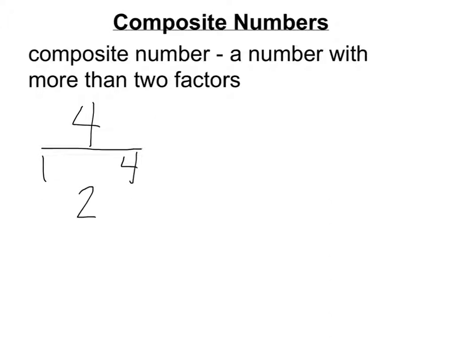Well, if we count these up, 1, 2, 3 factors. Well, that makes 4 a composite number. If we take a look back at our other examples of 24, 36, and 120, each of those obviously has more than 2 factors, so they would also be composite numbers. Now, consider, what do you think the number 1 is then? We'll talk about that in class.